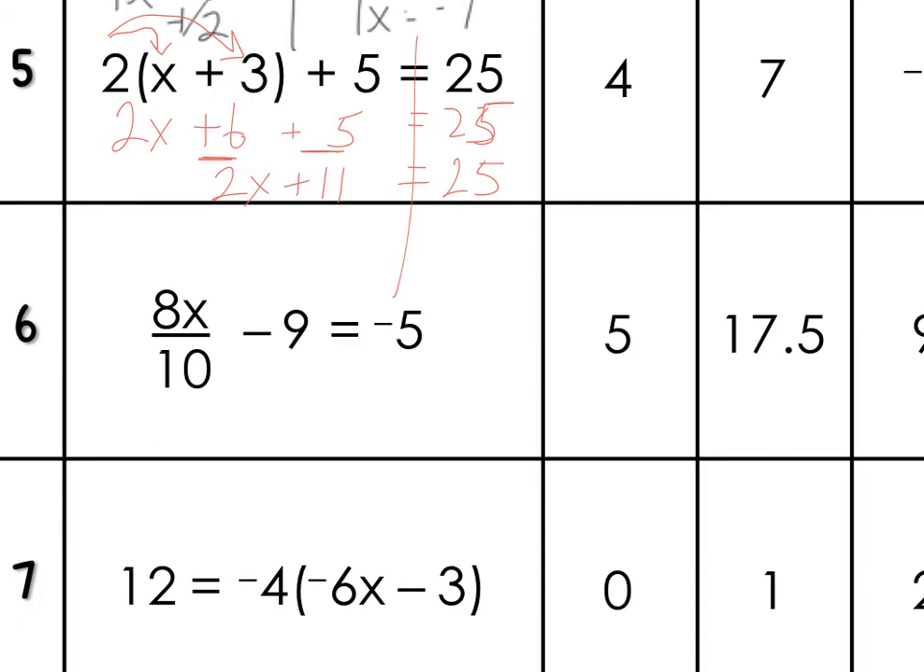What's the opposite of adding 11? Well, just subtracting 11. Okay, cancels out here. 2x equals 25 minus 11. I'm going to guess that that's 14.